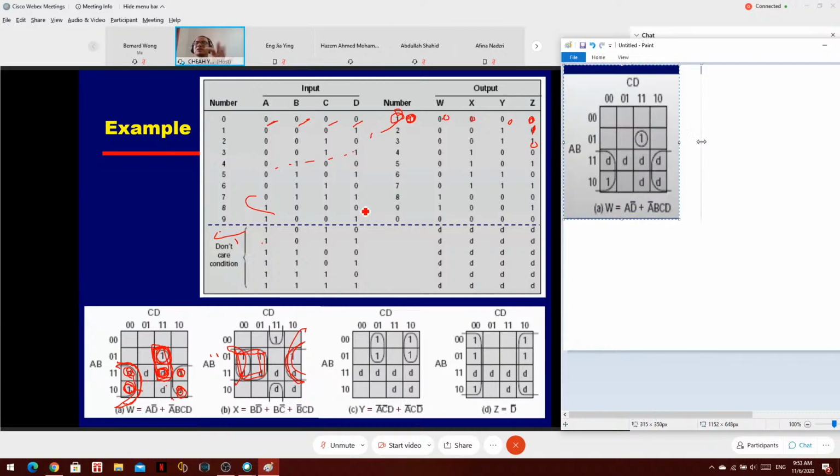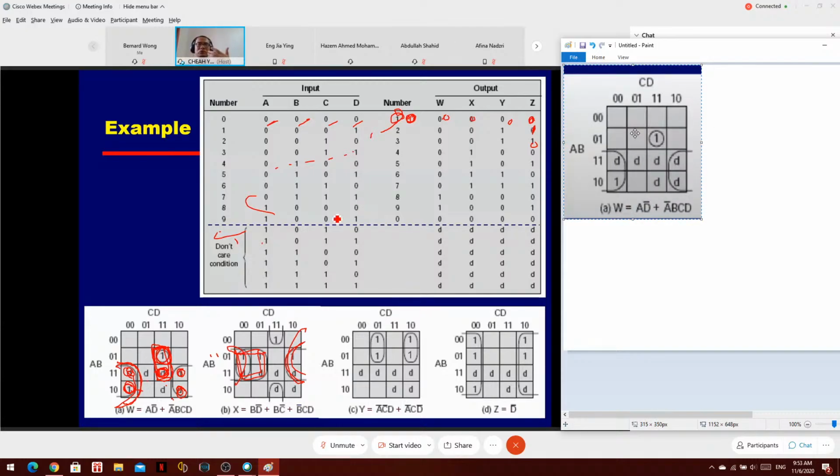Okay, but this one is just given as an example to show the representation and the function and how to simplify the Karnaugh maps. Okay. It might not be the right thing. It's just a representation.